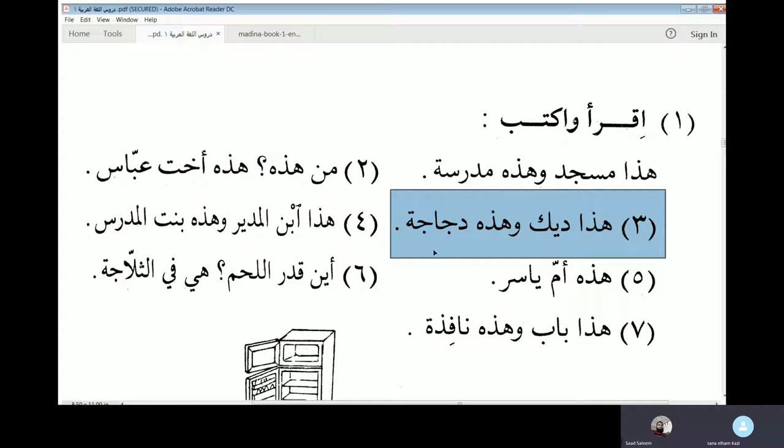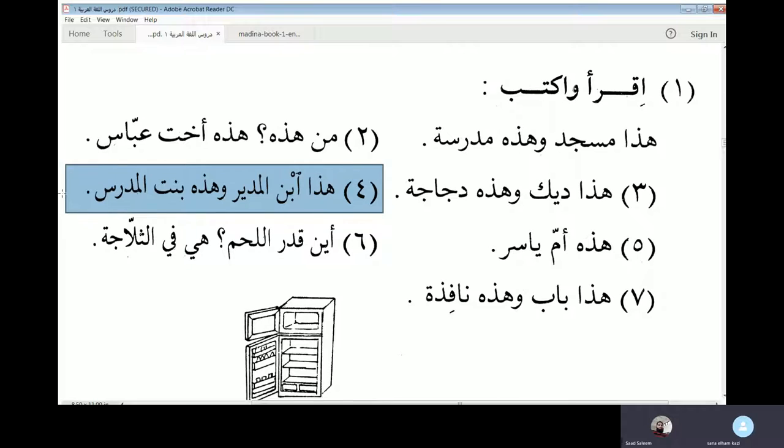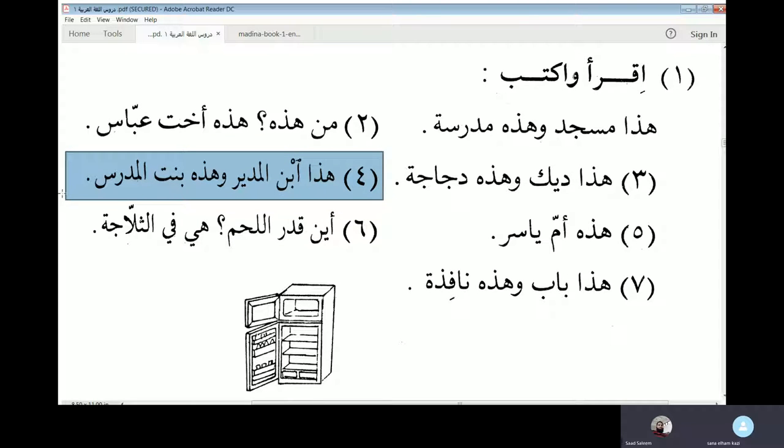Hadha dikun, wa hadhihi dajajatun. So this is a rooster, and this is, I don't remember what is dajaja. This is the feminine of deekun. Oh, okay. So this is a hen. Okay. Next. Haza ibnun. Okay. Haza ibnul mudiri.